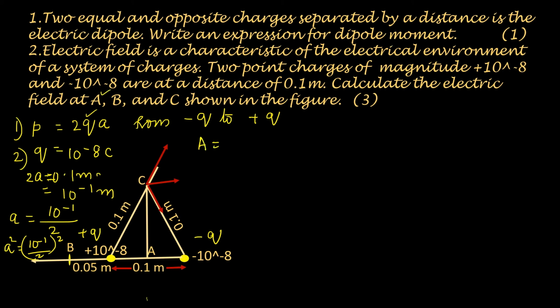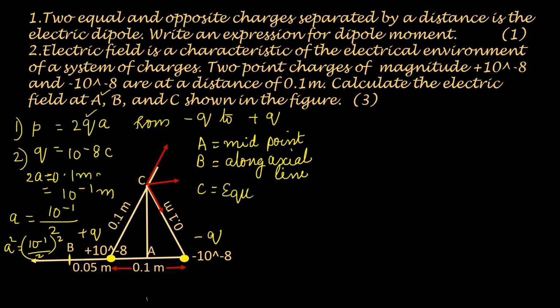A is at the midpoint of the axis of the electric dipole. B is a point on the axial line of the electric dipole, and the extended line shows the direction of the dipole moment. Now C. AC is an equatorial line of the electric dipole. So C is a point on the equatorial line. So the second question consists of three sections or three cases.